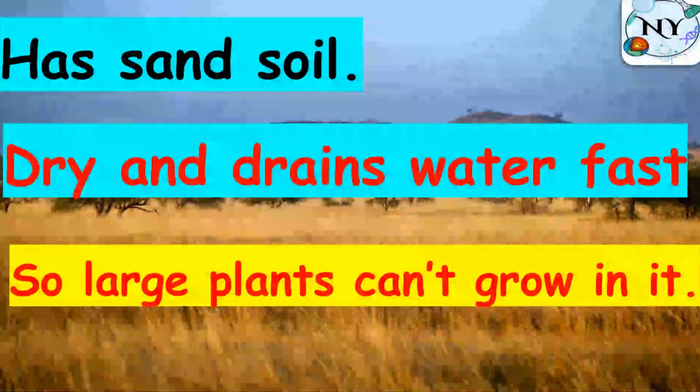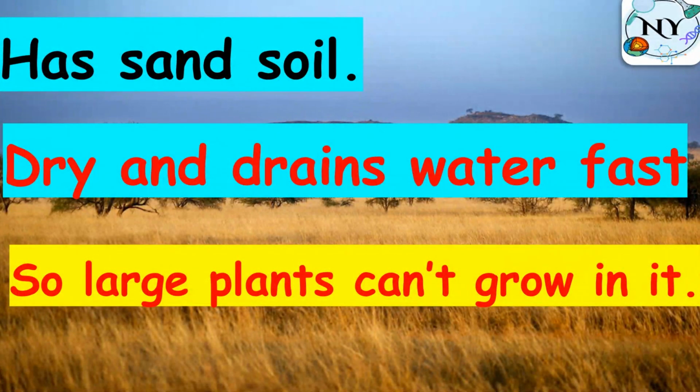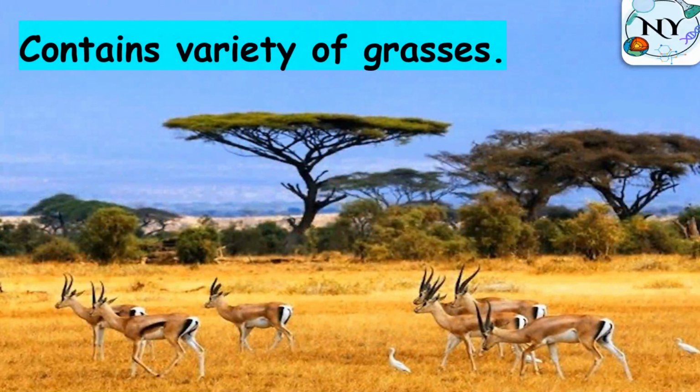What else? So large plants cannot grow there, only grasses, so that it's called a grassland habitat. Alright. طيب, what about the animals that live there? Before talking about animals that live there, we have to know that it contains a variety of grasses. Variety, which means we have different amounts of grasses.